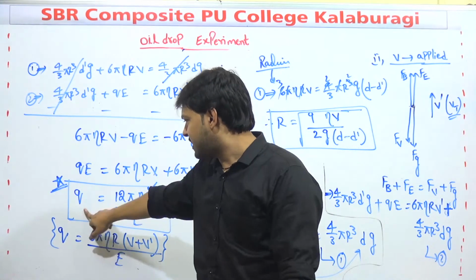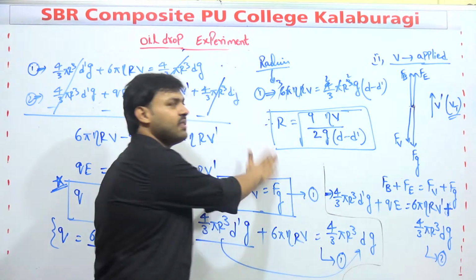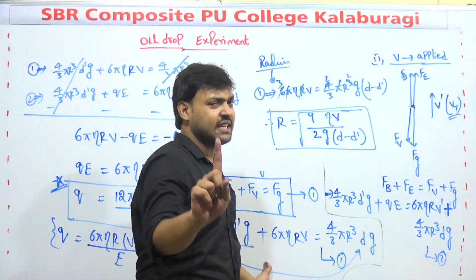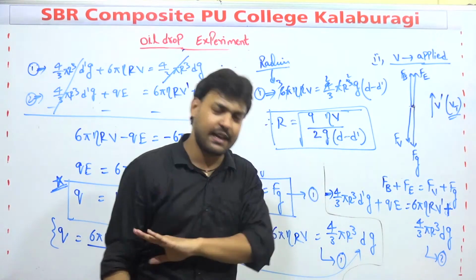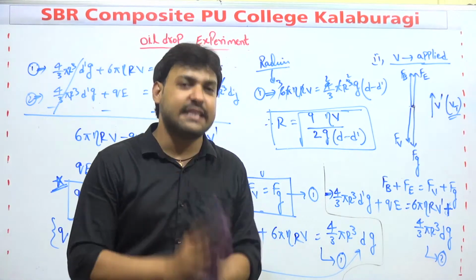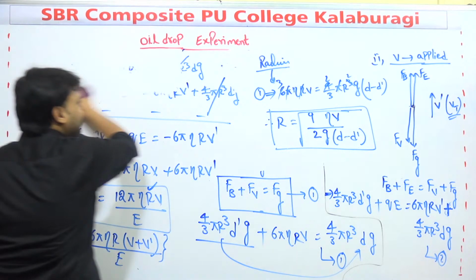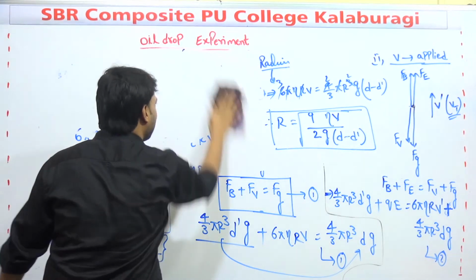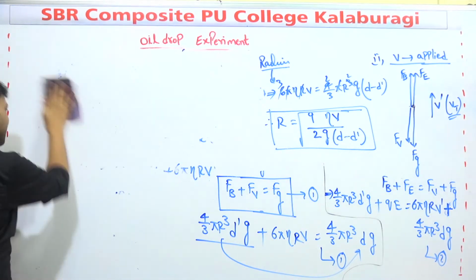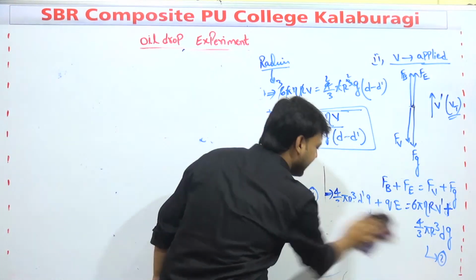So the charge we can calculate if they give the radius directly, or else we can calculate the radius also. It depends on the terminal velocity without applying the voltage, because we consider the first equation to calculate the radius. Clear about the point? This is the way the scientists did the experiments to calculate the charge. So this is about the oil drop experiment done by Millikan as well as Fletcher. Next.